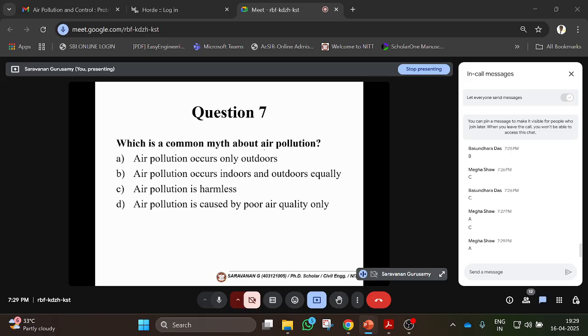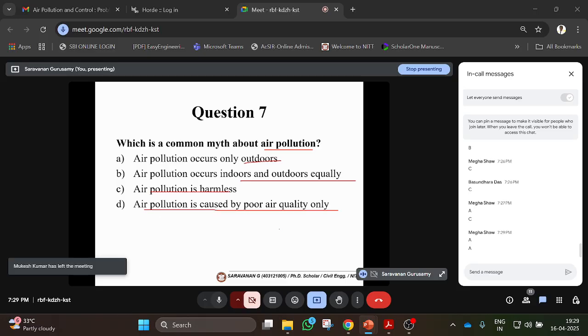And what is a common myth about air pollution? This is about indoor air pollution. Air pollution occurs only outdoor. Air pollution occurs indoor and outdoor equally. Air pollution is harmless. Air pollution is caused by poor air quality only. Which is correct?